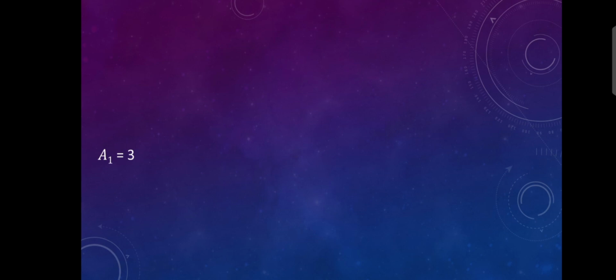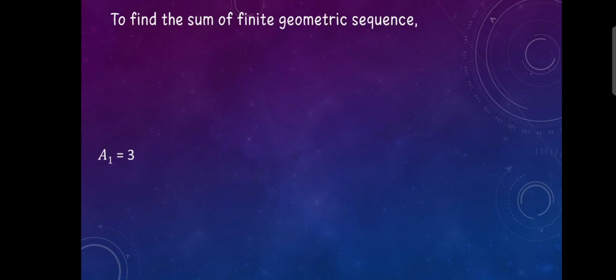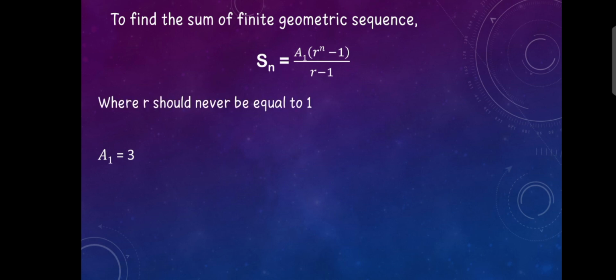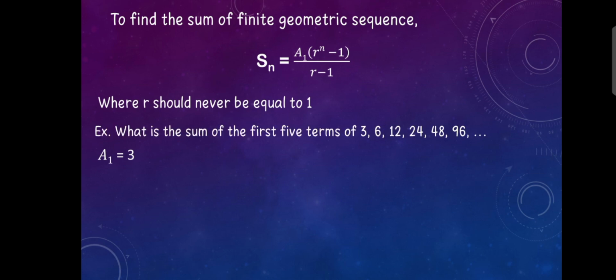So now, to find the sum of a finite geometric sequence, we have here a formula. S sub n is equal to a sub 1, the quantity of r raised to n minus 1, over r minus 1, where r should never be equal to 1. So, we will find the given. After we find the given, we have an example.